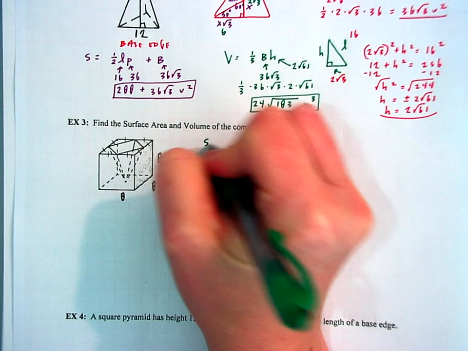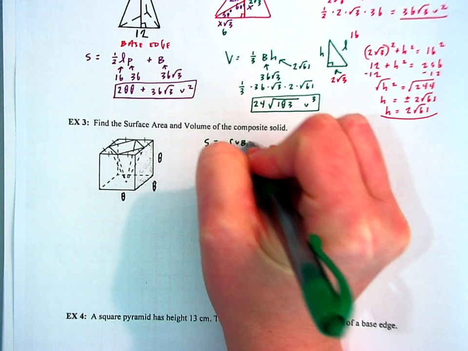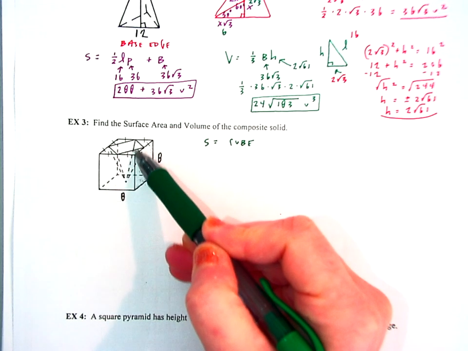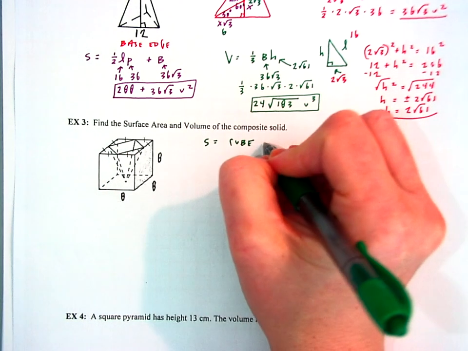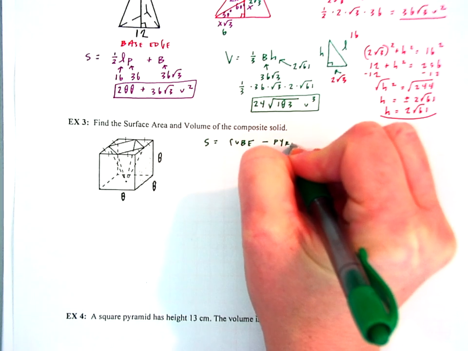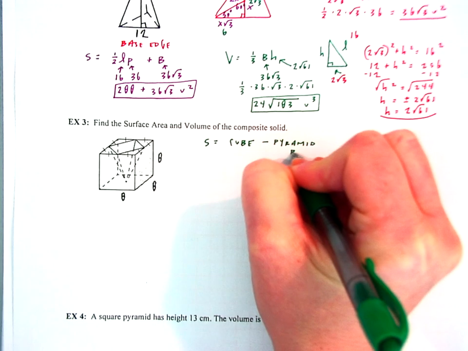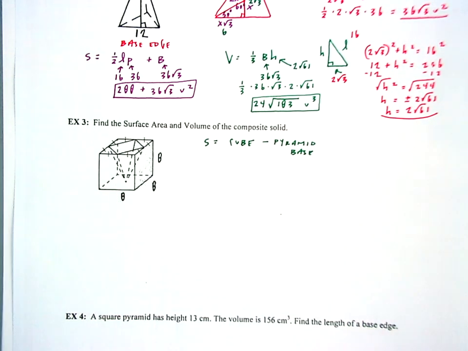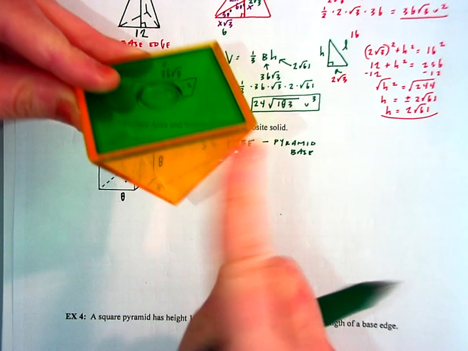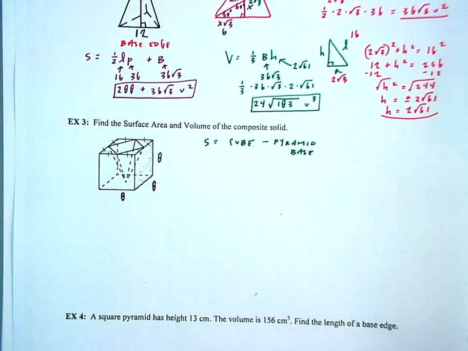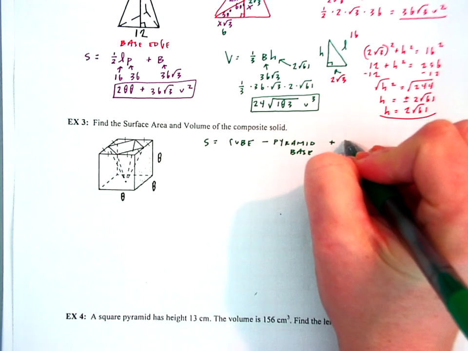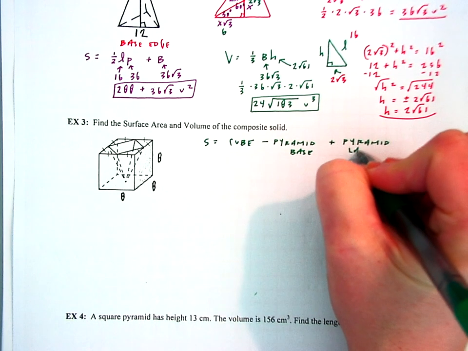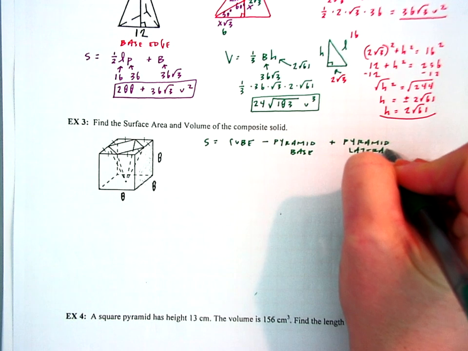So surface area. I would start with my cube. So starting with the cube. And then I'm cutting out, right here, I'm cutting out the pyramid base. So minus the pyramid base. Okay, but now all of those triangles are exposed. So here, all of these triangles are now exposed faces, so I have to add them all back in. So I'm adding back the pyramid lateral area, all of those 4 triangular faces.